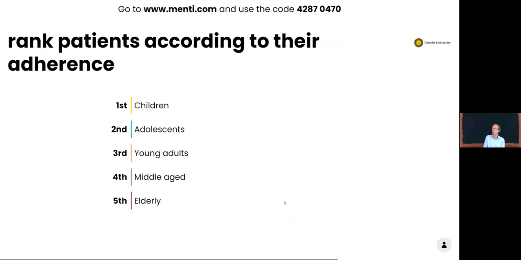So a next example, and for this example, I want you to rank patients according to their adherence. This is a different type of question. What patients do you think are most adherent? The children are now on top, of course, but then it will be especially adherence of the parents. So can you rank them, what are the best adherent patients and what are the worst adherent patients, do you think? Does this work, the ranking?